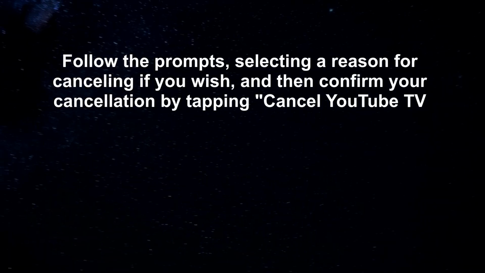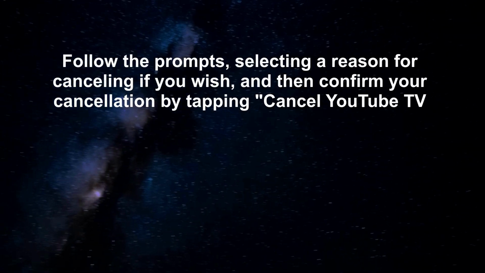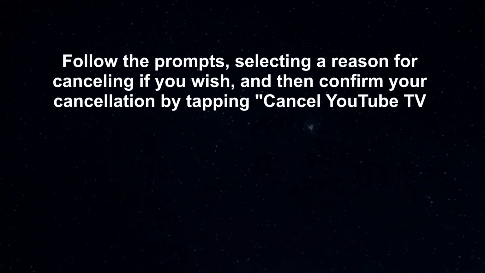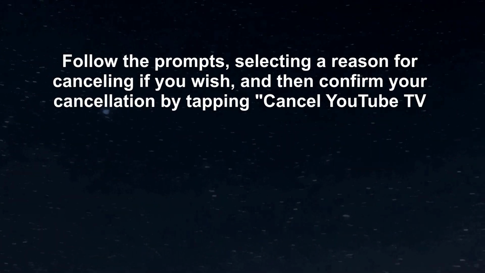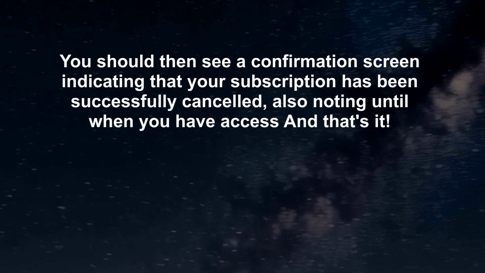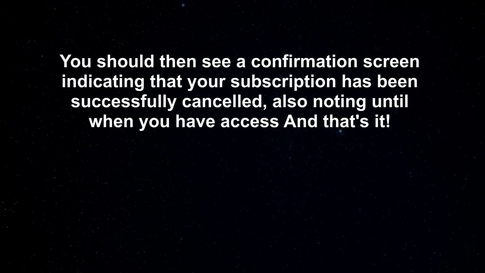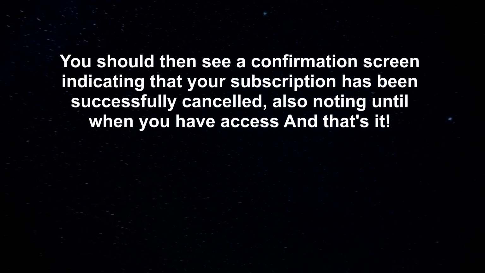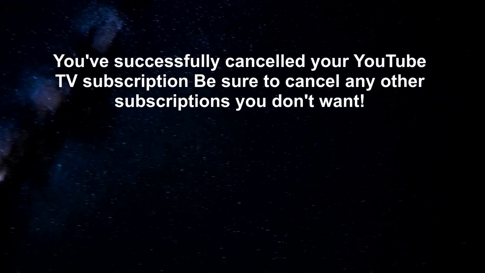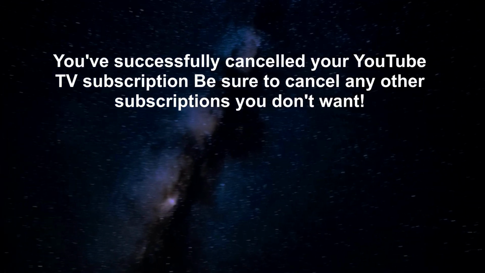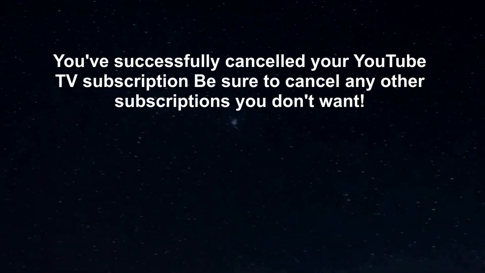Follow the prompts, selecting a reason for canceling if you wish, and then confirm your cancellation by tapping Cancel YouTube TV. You should then see a confirmation screen indicating that your subscription has been successfully canceled, also noting until when you have access, and that's it. You've successfully canceled your YouTube TV subscription. Be sure to cancel any other subscriptions you don't want.